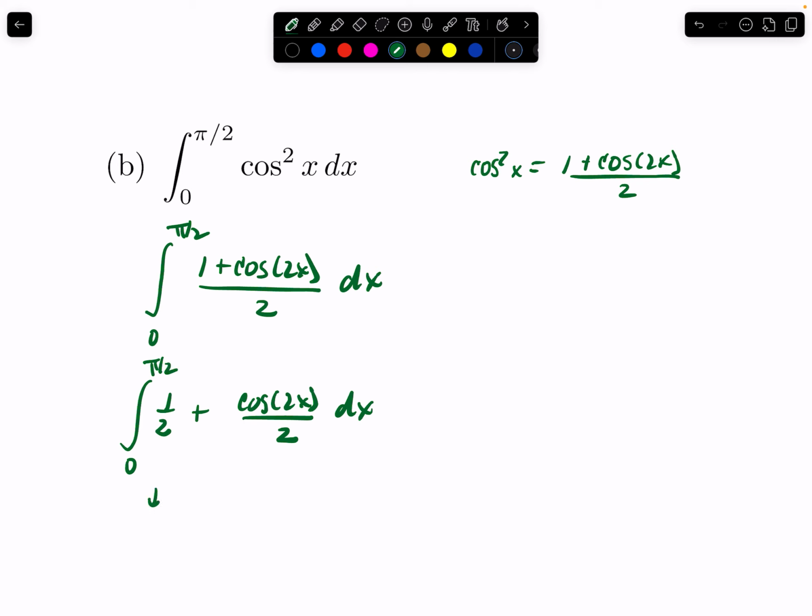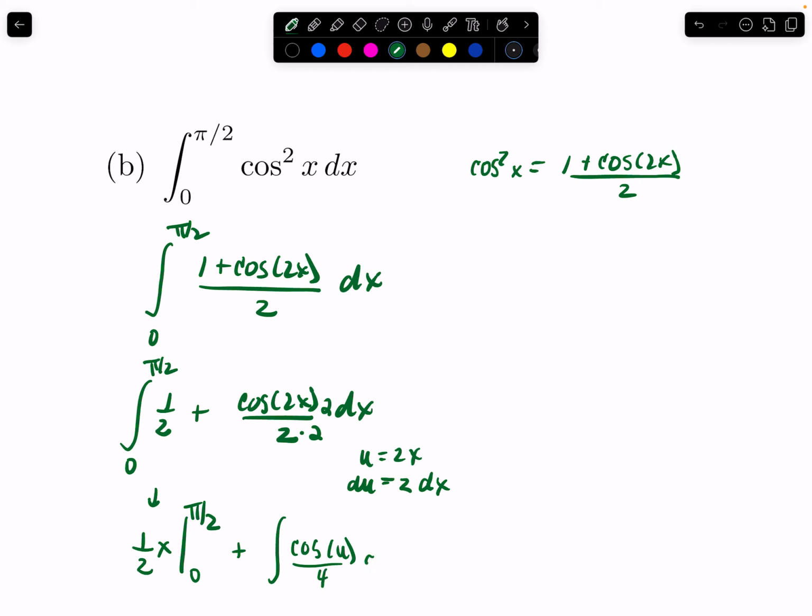This one just becomes a 1/2 x. I'll write it like this, 0 to pi over 2. And then we have a little u sub we need to do over here. So we're going to let u be equal to 2x, which means du is equal to 2 dx. I need to insert a 2, so I take out a 1/2. And now I have plus integral of cosine of u over 4 du.